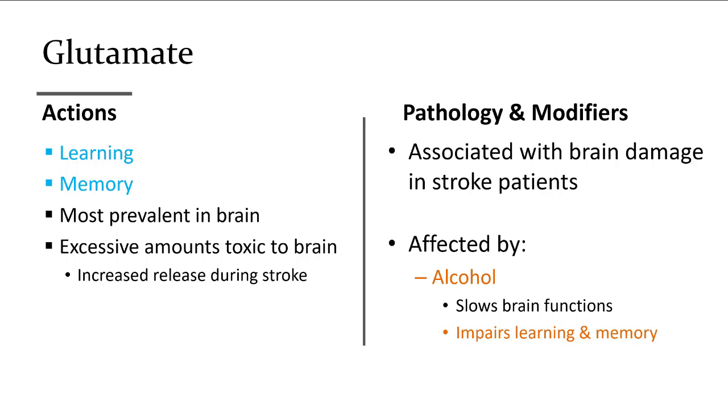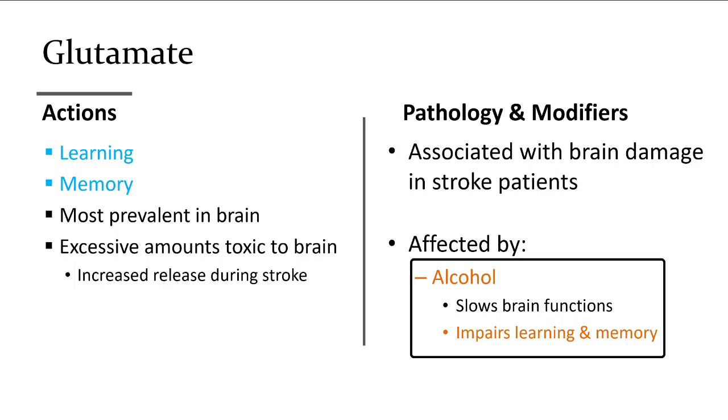Glutamate is a neurotransmitter that's involved in learning and memory. And so it's involved with learning new things and transmitting them into long-term memory. Glutamate is affected by alcohol, and it causes impairment of learning and memory, or putting what you've just learned into long-term memory. So if you're studying for this class, don't drink alcohol while you're doing so.